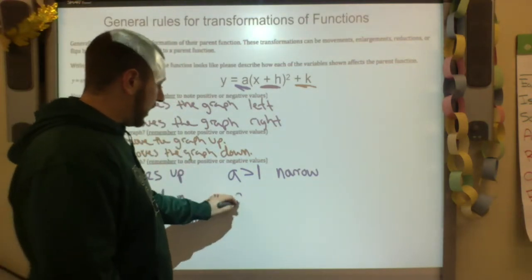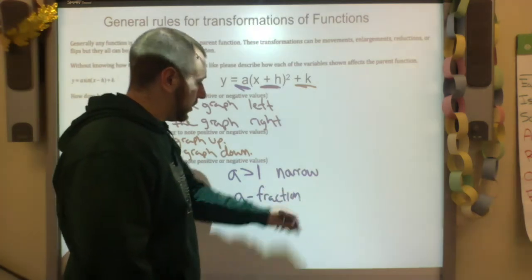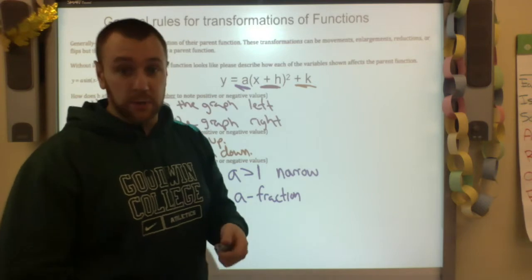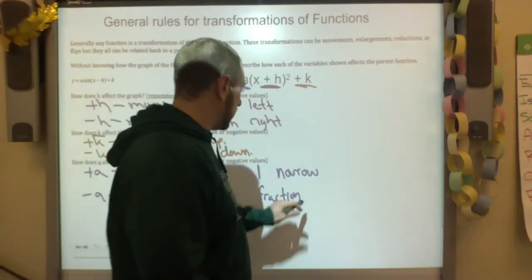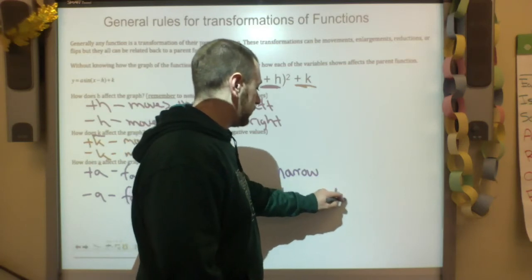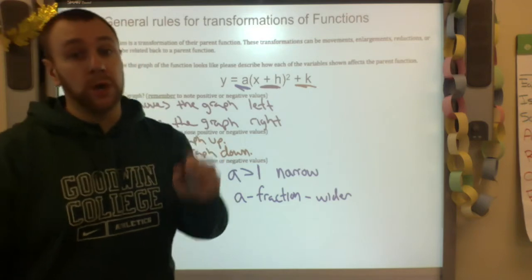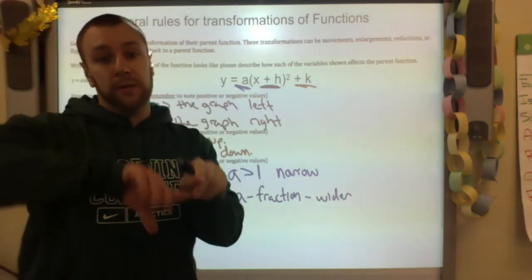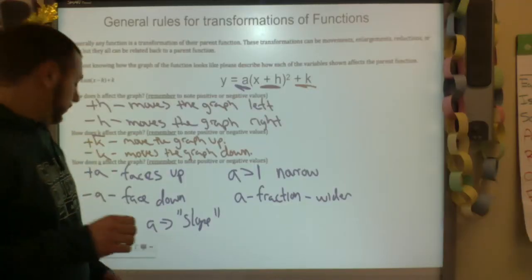If a is a fraction, meaning that it's less than 1 but bigger than 0, it's going to get wider. Again, if we think of it as slope, if it's 1/4, we're going to go up 1 over 4. It's going to make the line tilt so it's wider.